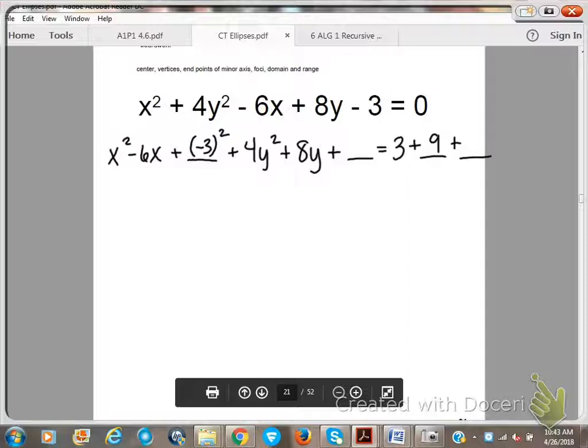For the y's, can we just divide by 8 and square it? No. Why not, Vanessa? Because there's a 4 out in front of them. There is a 4 out in front of it. Okay, so what we're going to do is take a 4 out of just the y squared portion of this. So this is going to look like y squared plus 2y plus blank. Is everybody okay with why we had to take a 4 out? Yep.